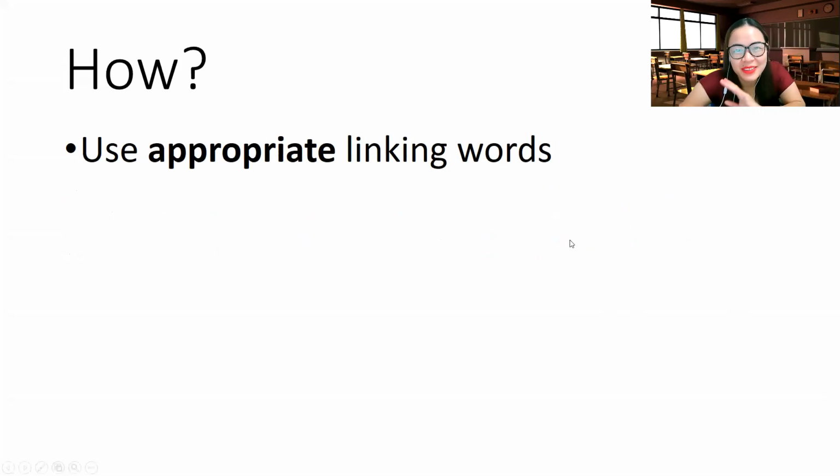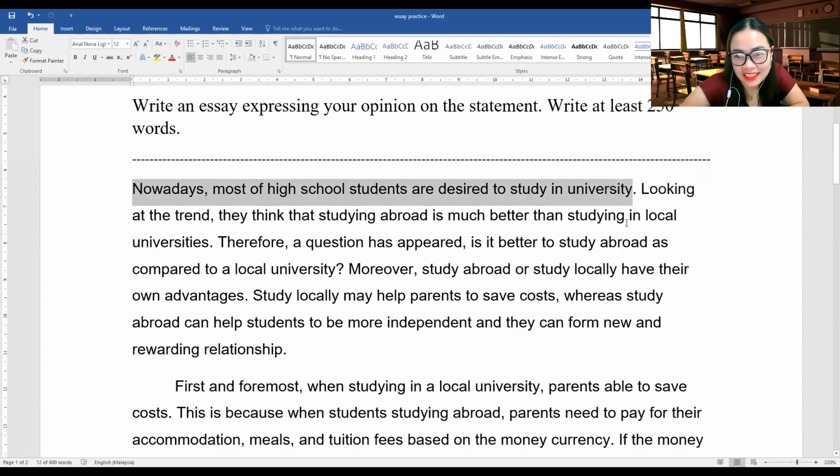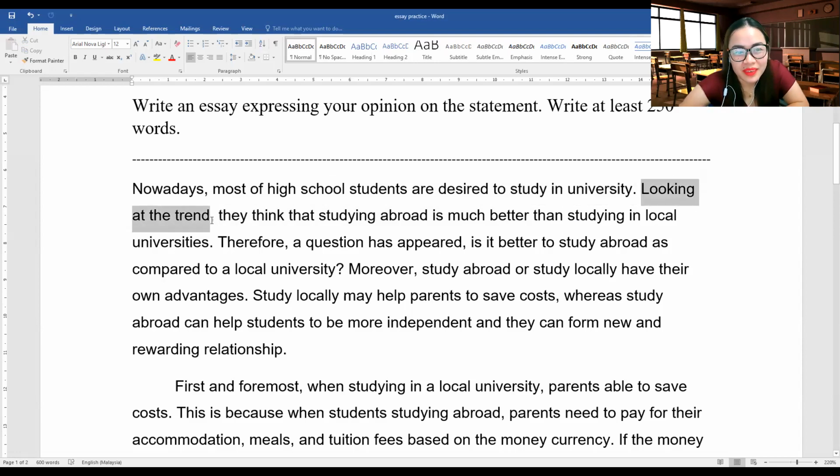Okay, let me show you another example of how linking words are used inappropriately. All right, so look at this example written by my student also. Nowadays most high school students desire to enter university. All right, but look at the linking words that she used here. Looking at the trend, they think that studying abroad is much better than studying in local universities.